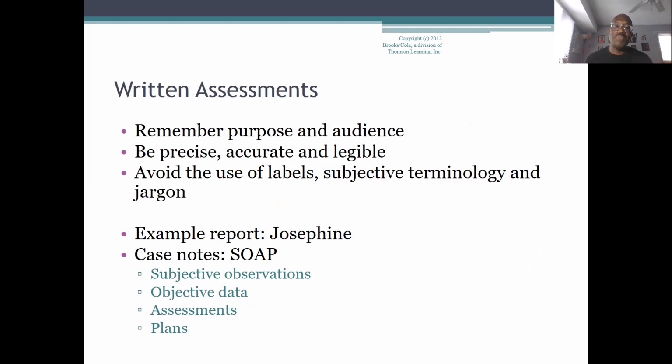Also doing a written assessment, being able to gather all that information that you've obtained and put it into a written report, because we have to think about why we're writing the report. It needs to be accurate, it needs to be legible, and it's a document that contains important information about an individual and an individual's life. So we have to be very careful to make sure that we write it from an objective standpoint. And SOAP notes are a perfect example of how you might want to do some of those things as well.